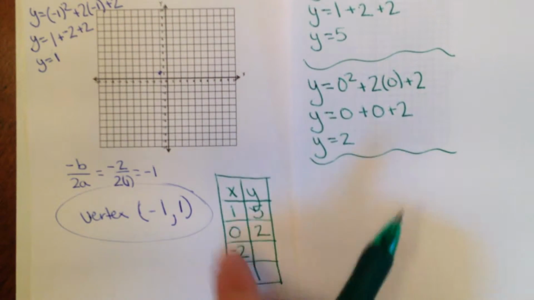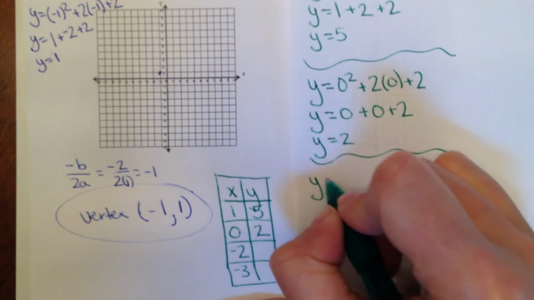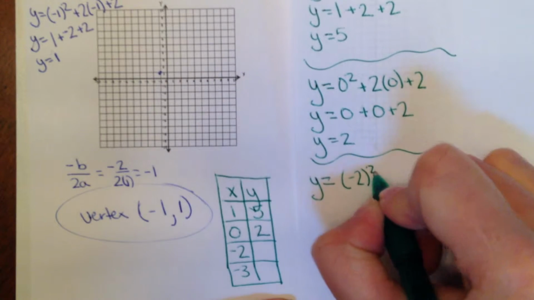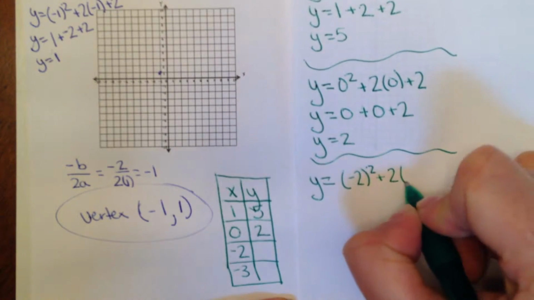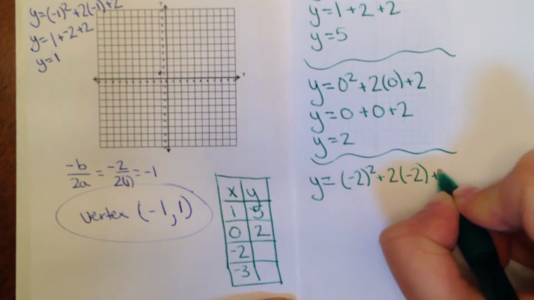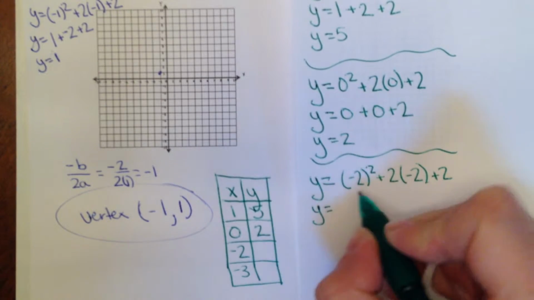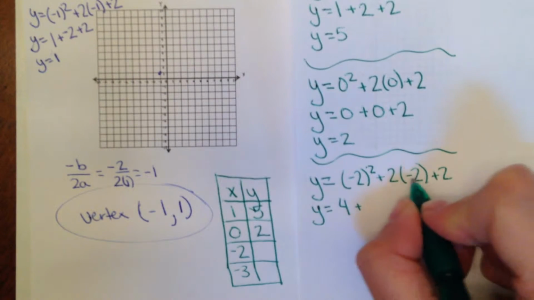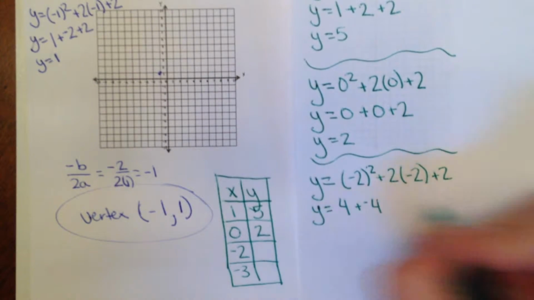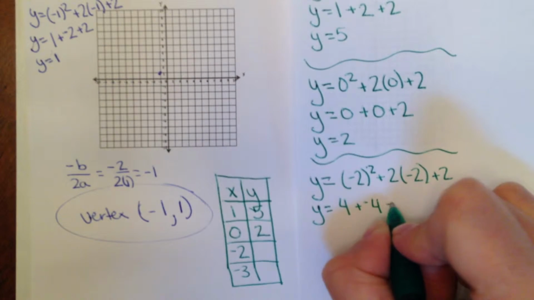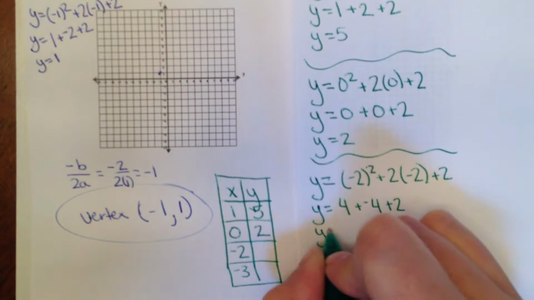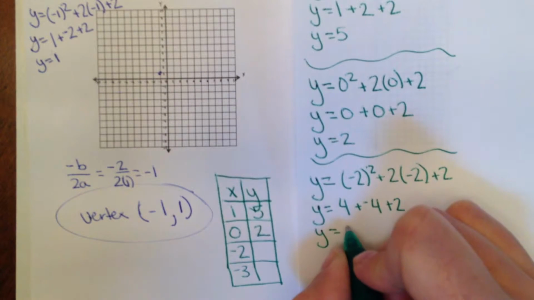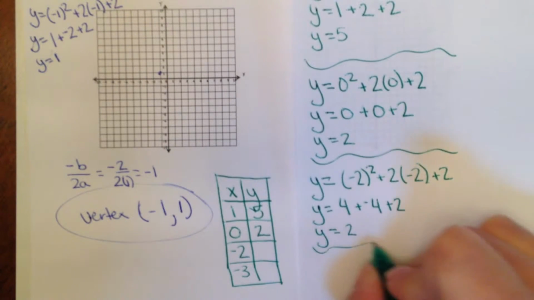All right, plug in -2 for x. So y is equal to -2 squared plus 2 times -2 plus 2. So we have y equals -2 squared is 4, plus 2 times -2 is -4, plus 2. When I add these together, 4 plus -4 is 0. 0 plus 2 is 2.